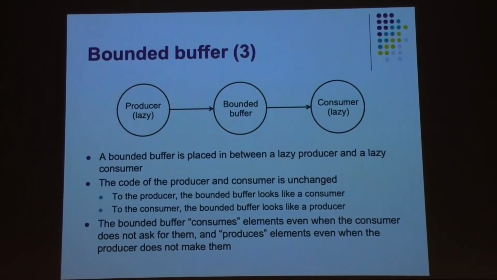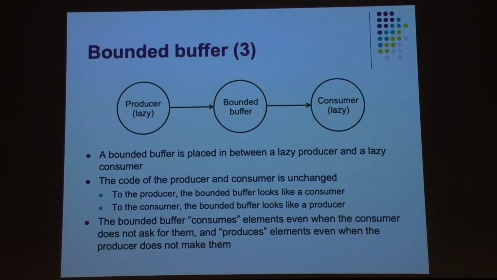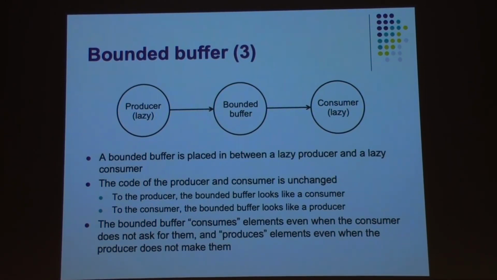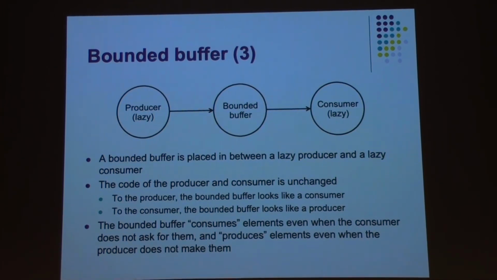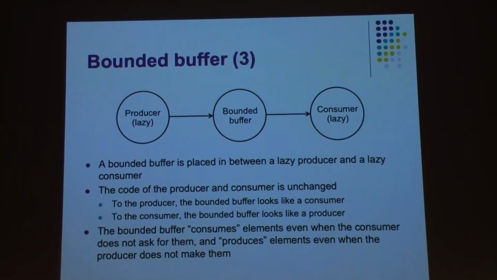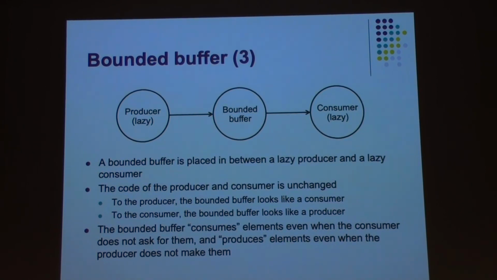So the bounded buffer can consume elements from the producer, even when the consumer does not ask for them. So the producer can send elements to the bounded buffer, even though the consumer is not asking and cannot use them. But that doesn't have to slow down the producer. They can just put it in the bounded buffer. And in the other direction, the consumer can take elements even if the producer is not making them, because they're already sitting in the bounded buffer. So this will improve the performance and smooth out the system.